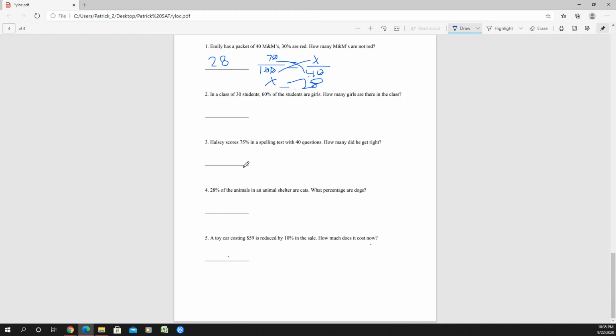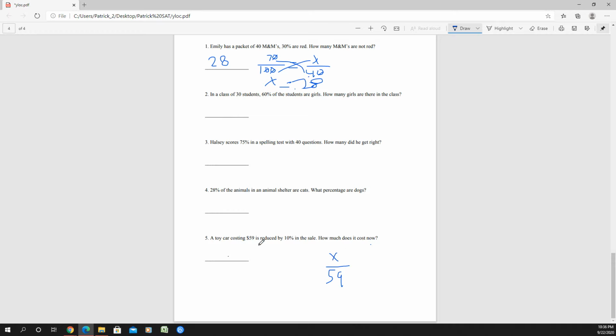Here, let's do number 5 now. A toy car costing $59 is reduced by 10% in the sale. How much does it cost now? So before it cost $59, okay? And what we're trying to find is how much it costs now, which is x, okay?